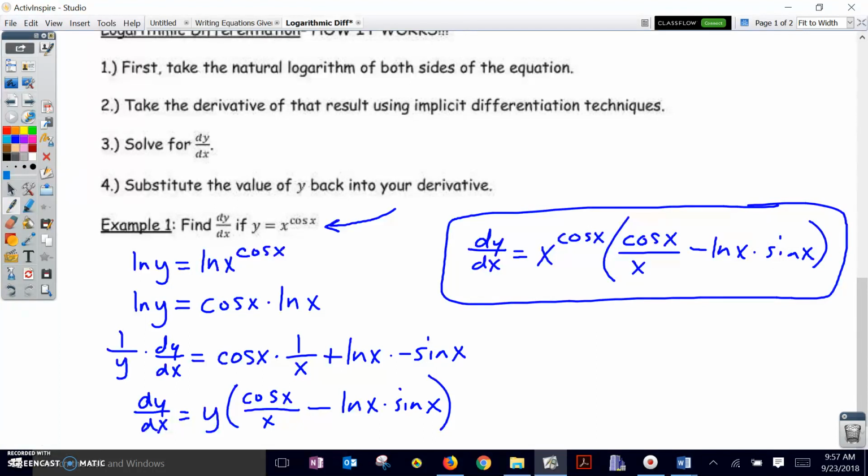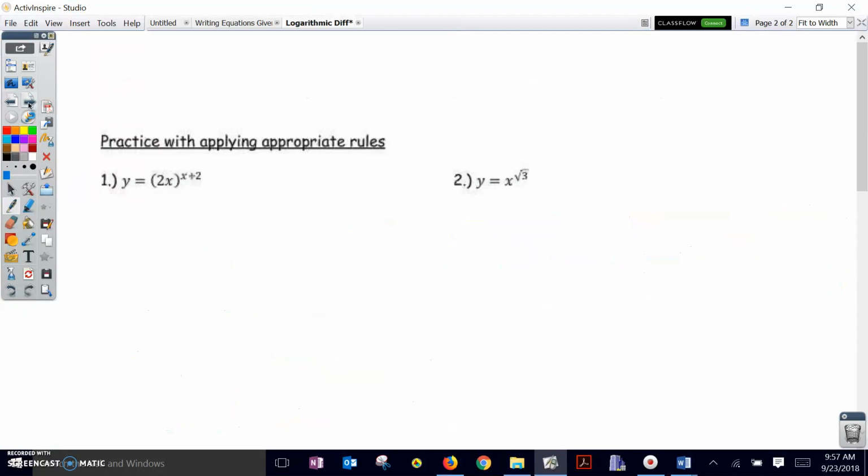And we can use that in any scenario where we have y being a variable base raised to a variable exponent. So we're going to look at a few examples here in this video and just kind of fire through them very quickly and look at what techniques we would need to use. Example 1. We have a variable base raised to a variable exponent. Logarithmic differentiation is our best approach. We've got natural log of y equals the natural log of the quantity 2x to the x plus 2. We can bring the x plus 2 out in front using natural logarithm rules. And then we can take the derivative of this implicitly.